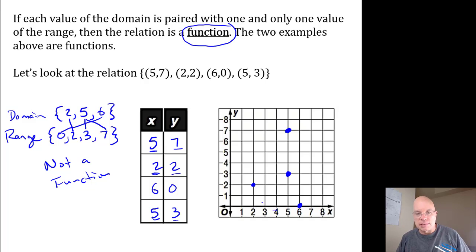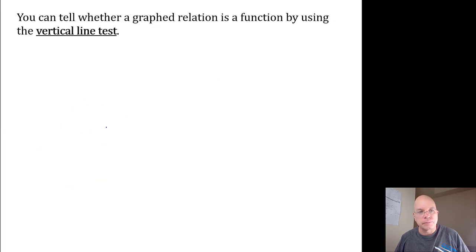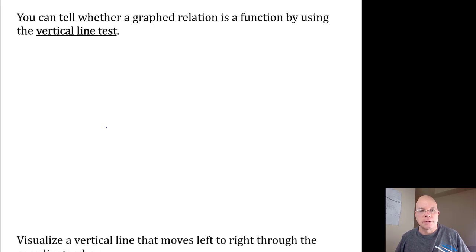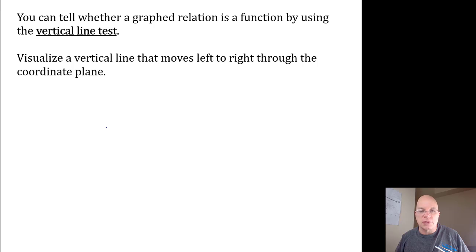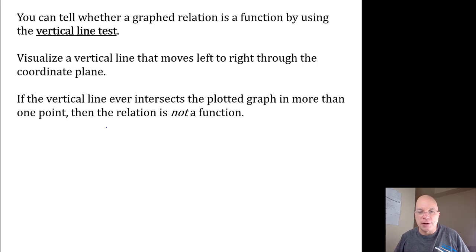We're going to see other ways of determining whether something's a function or not. But that's one of them: mapping the domain to the range and seeing if you have any input values going to more than one output value. The other way is called the vertical line test. If you visualize a vertical line that moves left to right through the coordinate plane, if that vertical line ever intersects the graph or the relation in more than one point, then the relation is not a function.